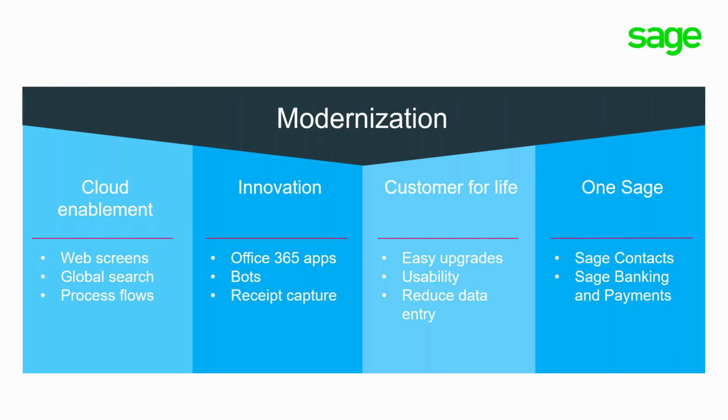So Sage Contacts is a classic example. It was built once, and it's been used across all the Sage desktop products to provide that functionality inside Office 365 Outlook. Same with Sage Banking and Payments Cloud. It's being built once to do those integrations with the payment vendors and with the banks, and it's able to be leveraged by all the desktop products.